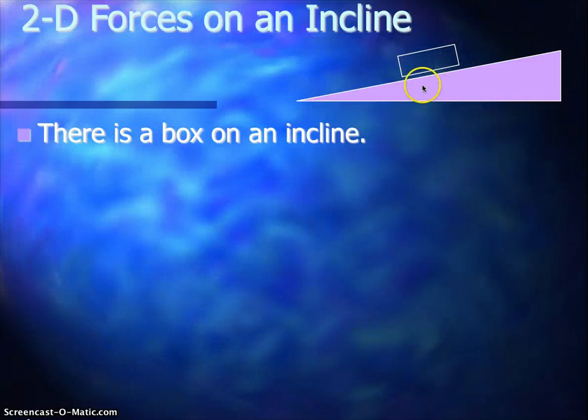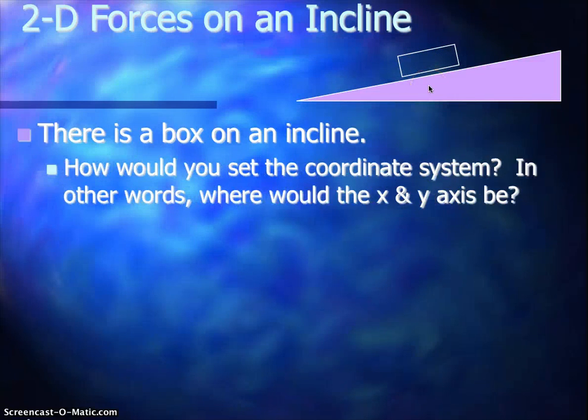Okay, so here's the box, and this is the incline. So now we will have to set the coordinate system. So how would you do it? So where would the x-axis be and where would the y-axis be? The reason I asked that question should be a hint.